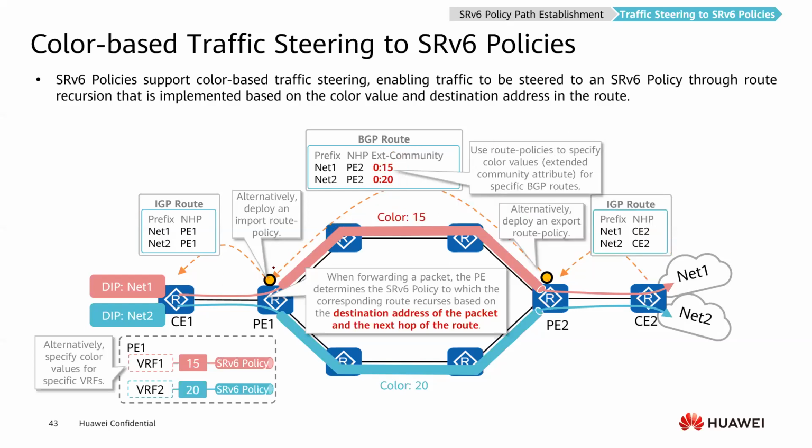Or maybe when the P1 receives the route, we also can deploy an import route policy. And if you do not configure any policy, when it receives and sends the route entry, you also can configure the color in the VPN instance, which means all the packets in this VPN instance will go into the same color. So there will be 3 ways to steer the traffic into the SRv6 policy.